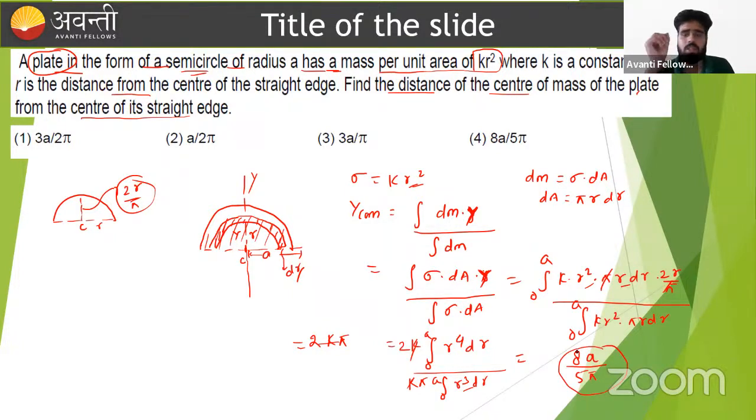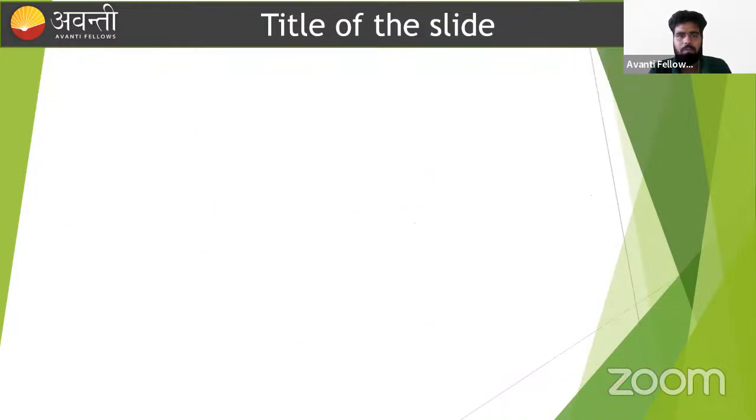What is the point in this question? We should remember that the small portion of the semicircular disc is the semicircular ring, and the center of mass of a semicircular ring from the center lies at a distance 2r upon pi. 2r upon pi. This is the concept we should remember. I hope this is clear to everyone, and the correct option we can say here is 8a upon 5 pi.